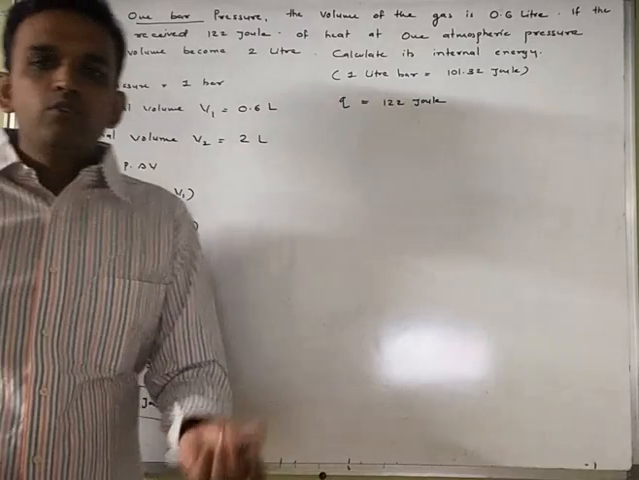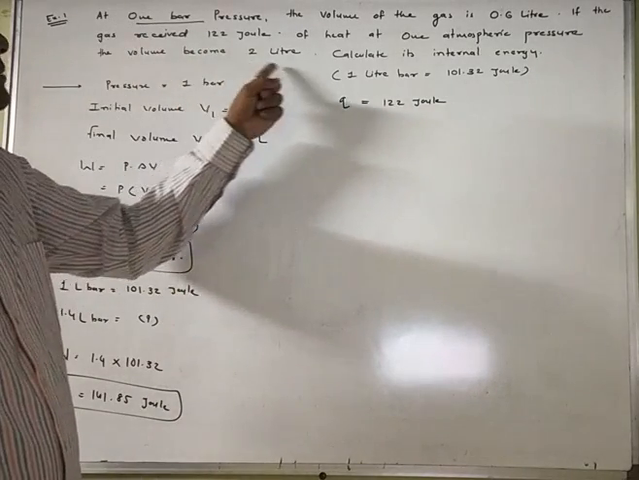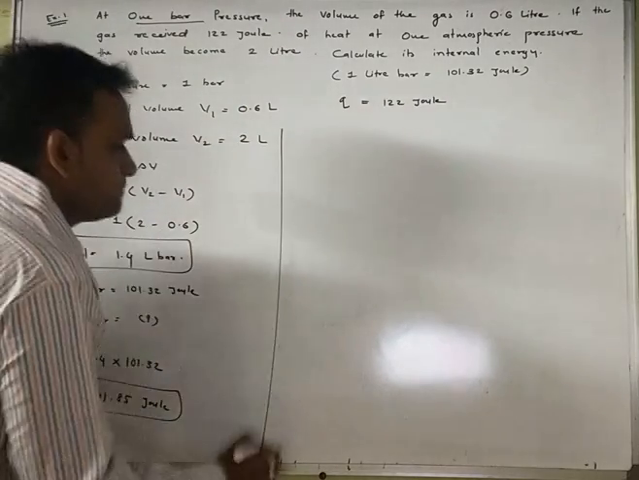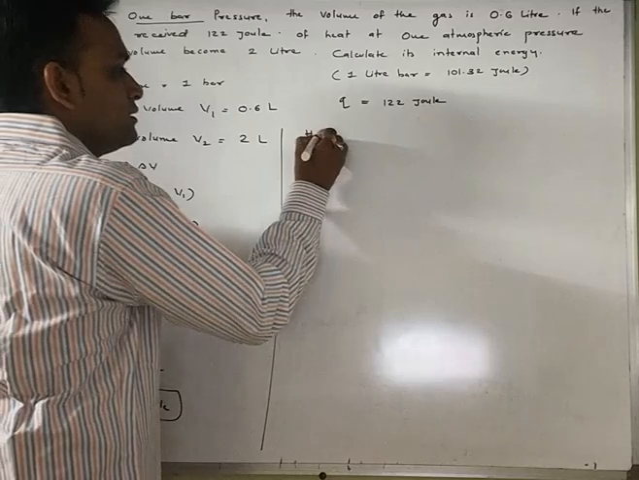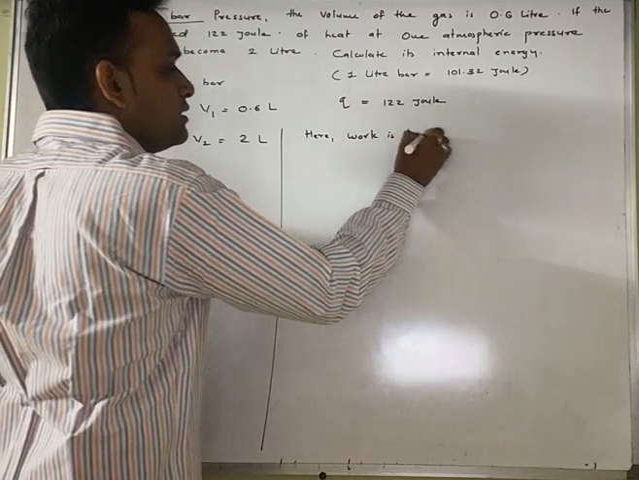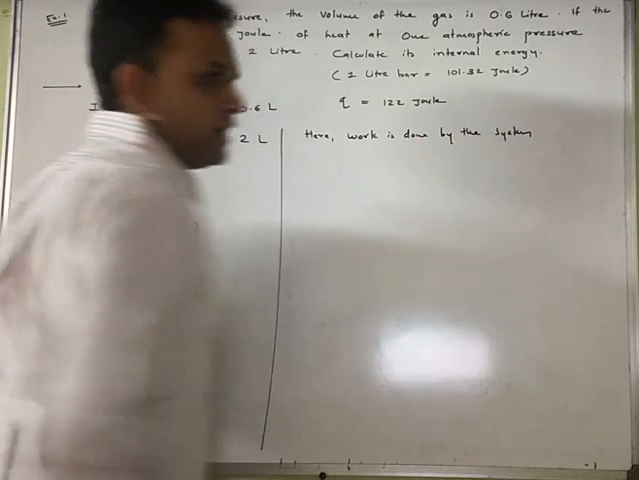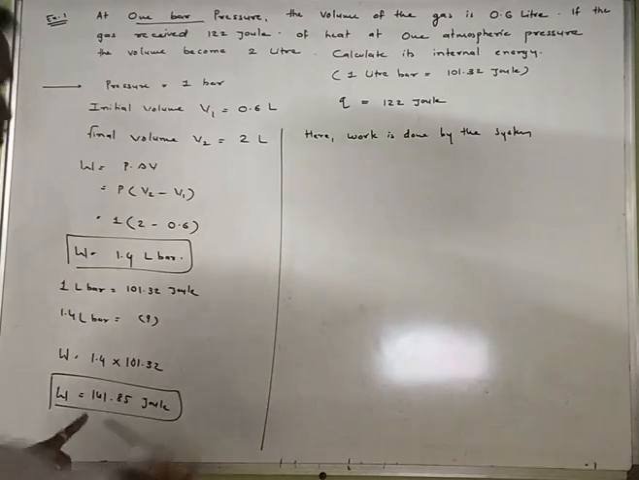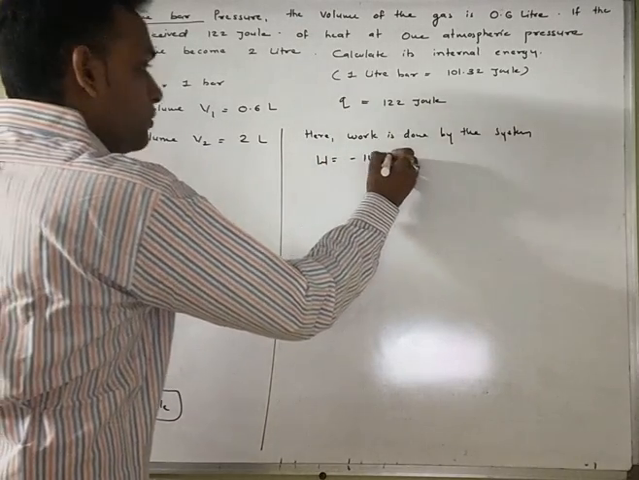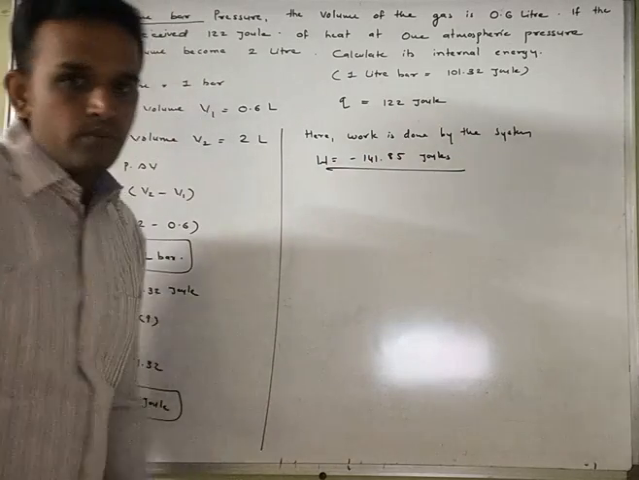Now here it is given that the volume becomes 2 liters, so the work is done by the system, and that's why W should be negative. So W equals minus 141.85 joule, right? It will be negative.